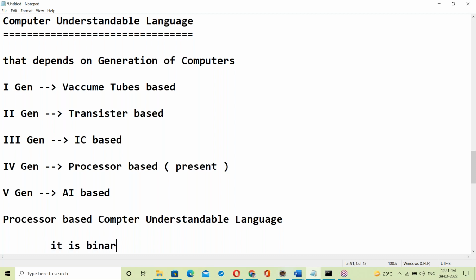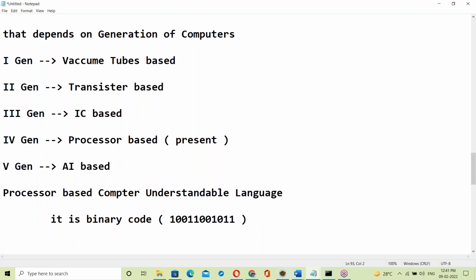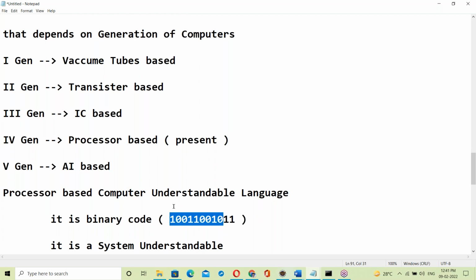Yes, it's a binary code, in the form of zeros and ones. It is a system understandable language. The system is processor based, so it is a processor based computer understandable language, in the form of binary code.